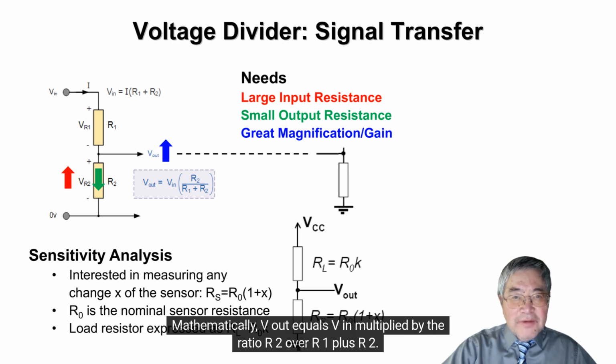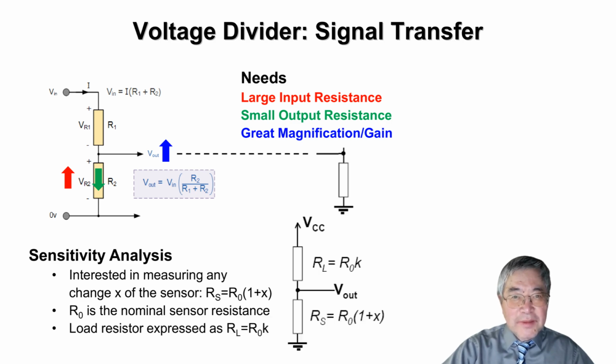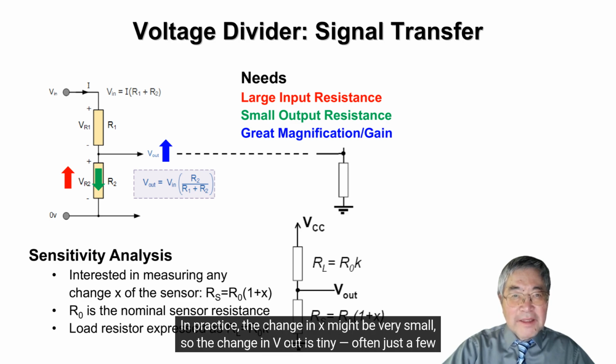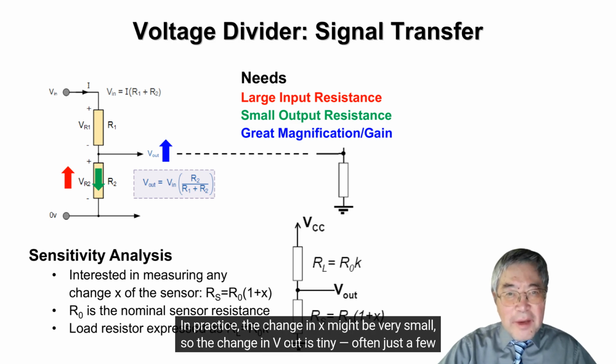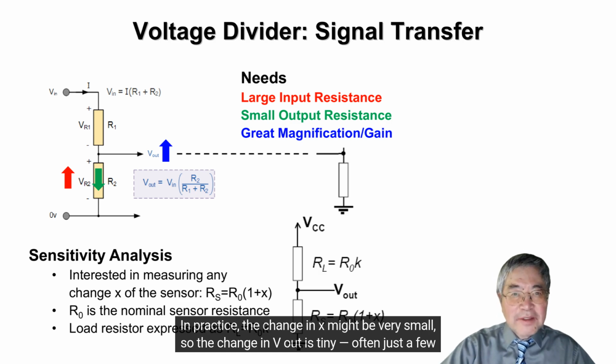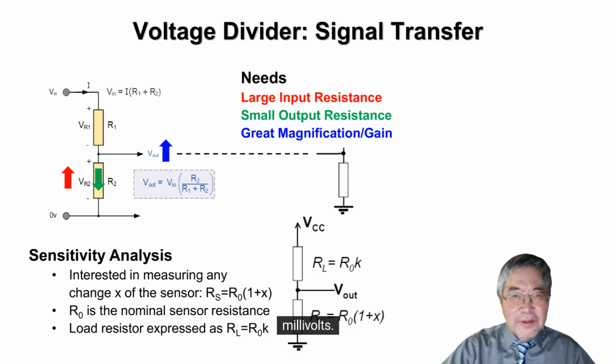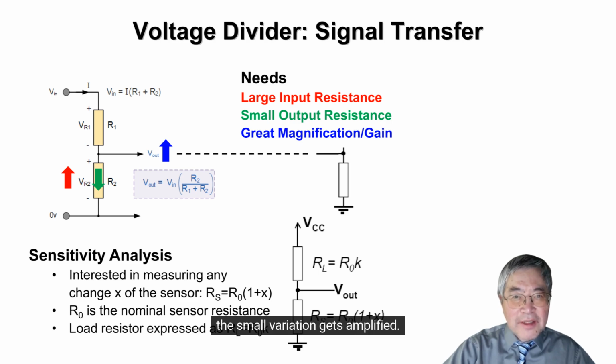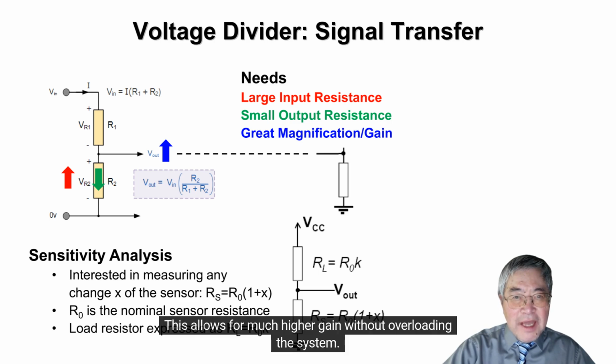Mathematically, Vout equals Vin multiplied by the ratio R2 over R1 plus R2. This is just the voltage divider rule we've seen before. In practice, the change in X might be very small, so the change in Vout is tiny, often just a few millivolts. If we want to amplify this tiny change, we ideally remove the constant background voltage so that only the small variation gets amplified. This allows for much higher gain without overloading the system.